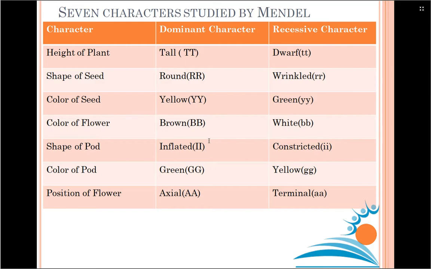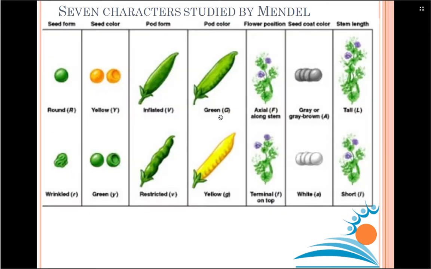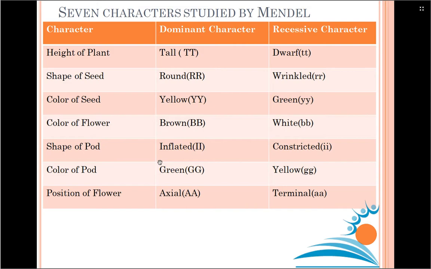Similarly, he made a cross between a pea plant with inflated pod and one with constricted pod. Inflated means flat and constricted means having constriction. Similarly, he made a cross between a pea plant having green colored pod and one having yellow pod color. Similarly, for position of flower, he made a cross between a pea plant having axial flower and a pea plant having terminal flower.